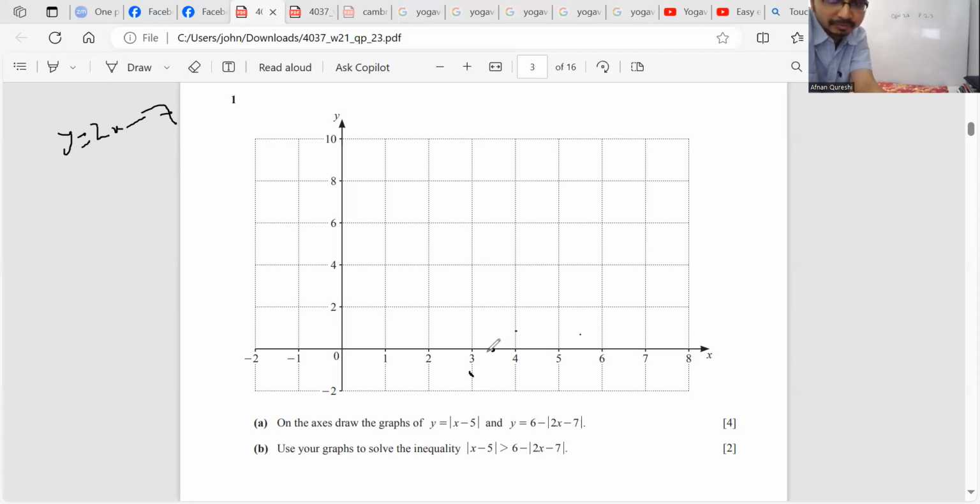So actually this is your graph. Okay, this is how the graph is going to look like. And it's also going in this way. Now, when I do modulus, actually, what will happen? So y is equal to modulus 2x minus 7.